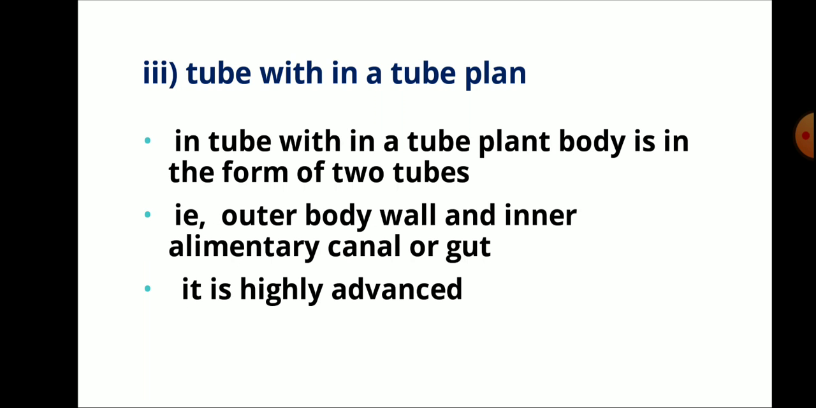Tube within a tube plan. In tube within a tube plan, the body is in the form of 2 tubes. That means outer body wall and inner alimentary canal or gut. It is highly advanced.